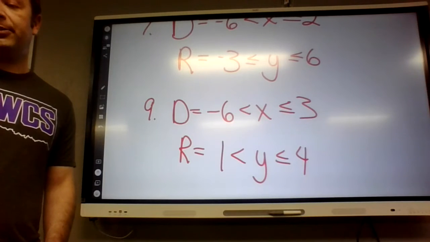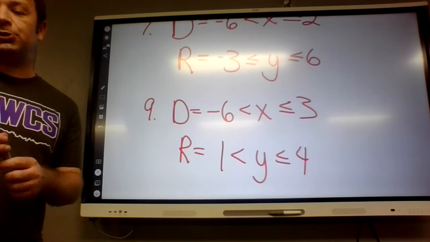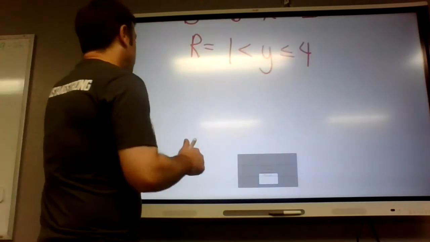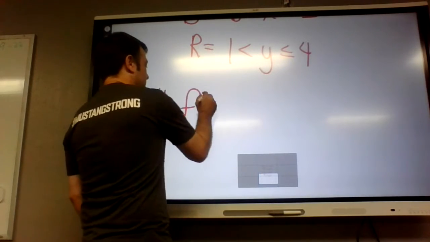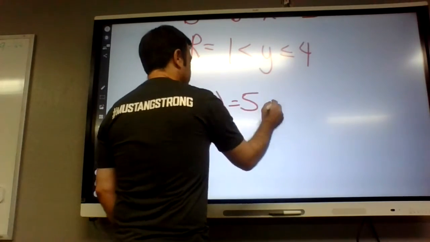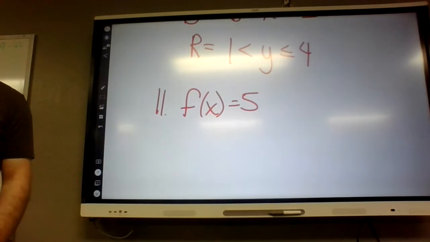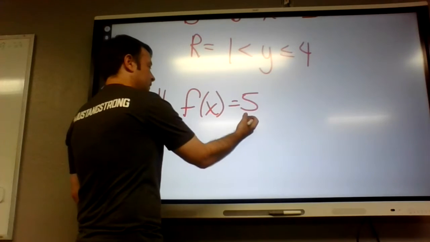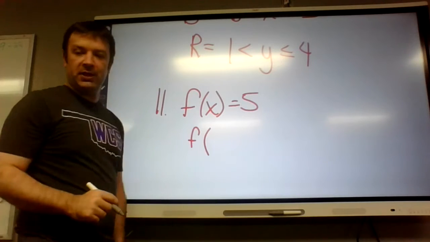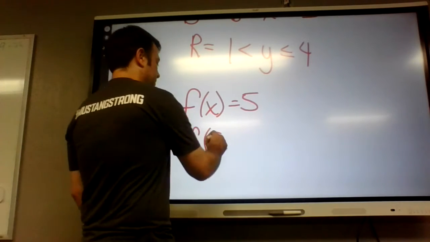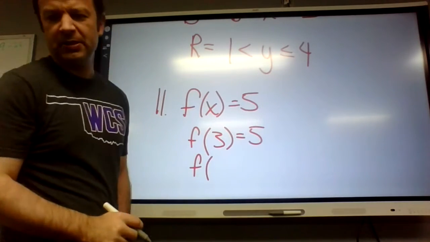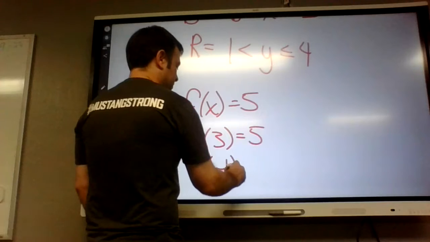All right, number 11. Evaluate each function for the given values. Okay, this one's kind of weird. So 11 says f of x equals 5. That means no matter what value we choose for x, what's the function value going to be? 5. So it doesn't matter if we're doing f of 3, the function's going to equal 5, or f of -1, the function's going to equal 5.